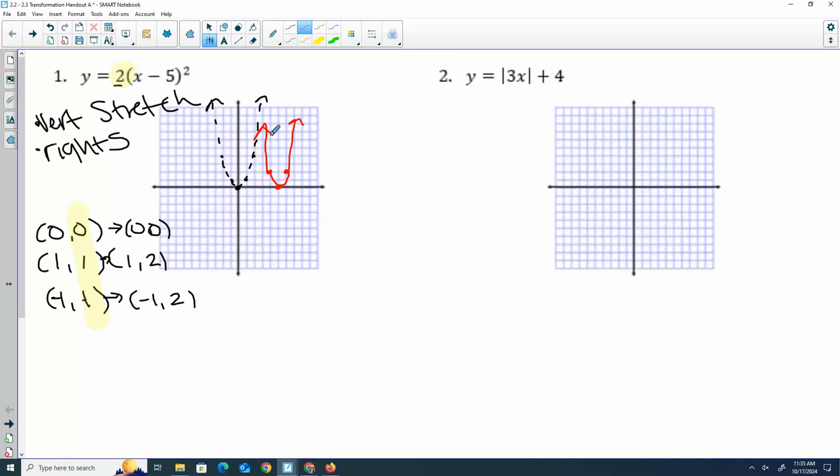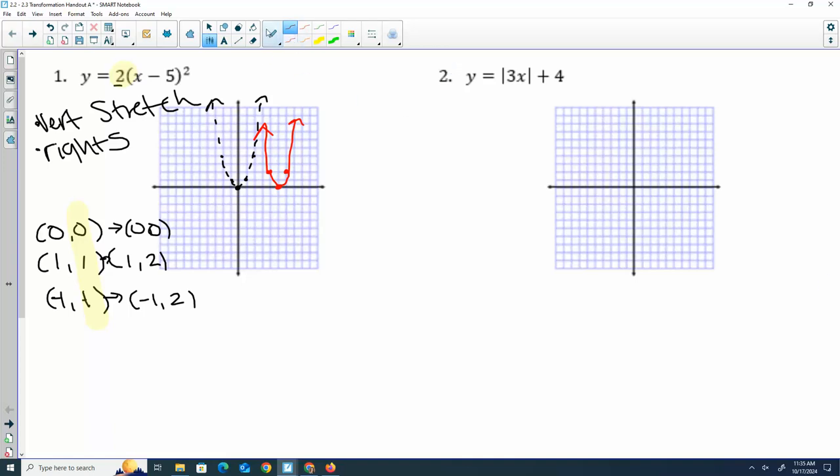If I asked you to look at that and tell me domain and range, could you? Yeah. Domain is just your x values. What x values does it hit? Negative infinity, positive infinity. Hits them all. Range, what y values do we hit? 0 to positive infinity.